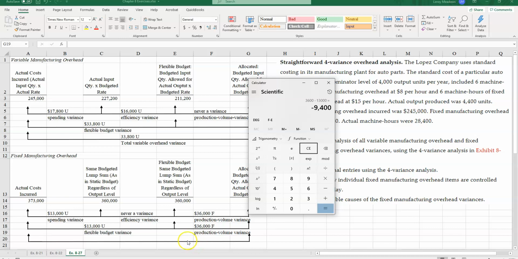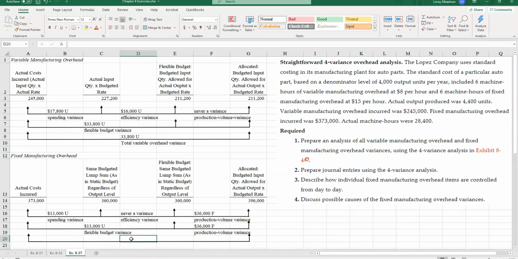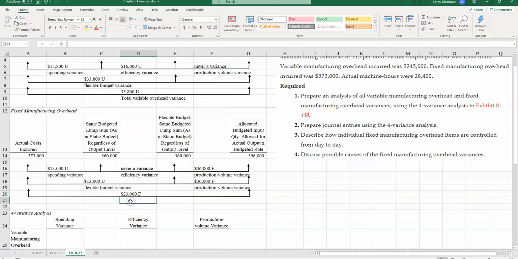Is that right? 36,000. Oh, 3,600. Oops. 36,000 minus 13,000, and I should get $23,000 favorable variance here. And what does that $23,000 favorable variance represent? It represents overallocated fixed overhead. And this is also called my total fixed overhead variance.